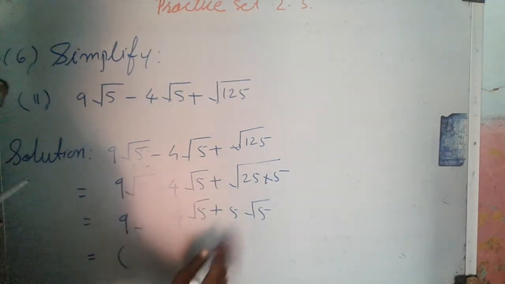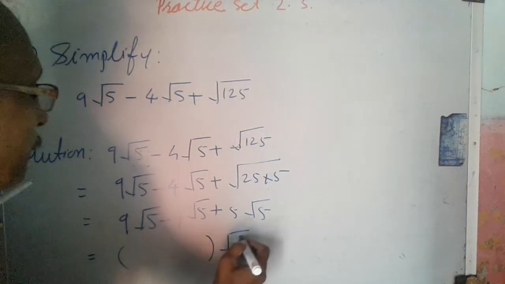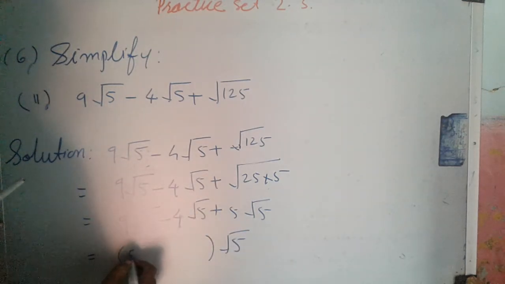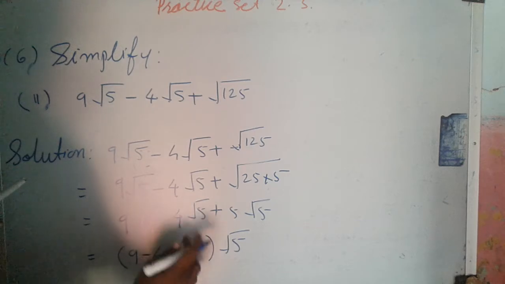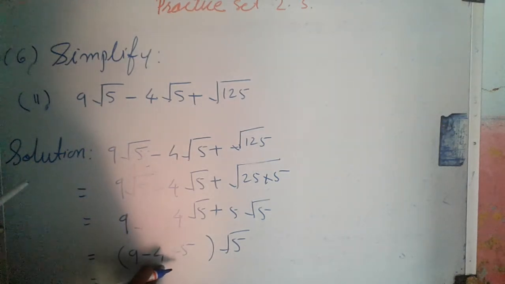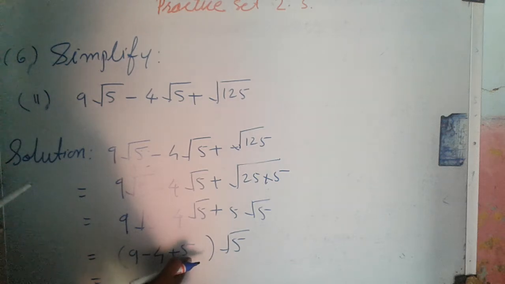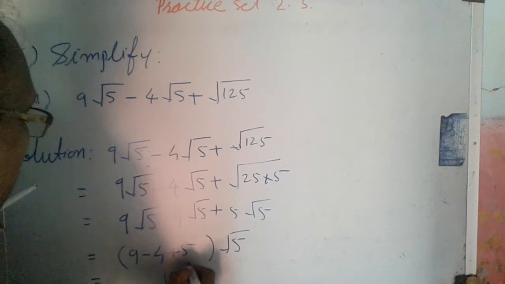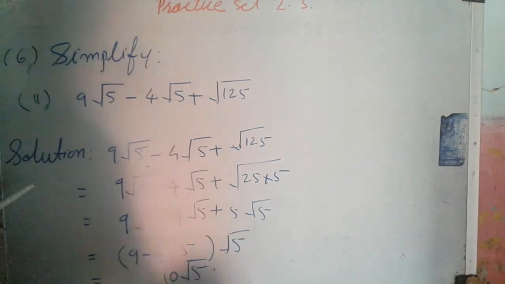Now root 5 is common. Take it out of the bracket. Now in the bracket: 9 minus 4 plus 5. Now 9 minus 4 is equal to 5, and 5 plus 5 we get 10. So the answer is 10 root 5.